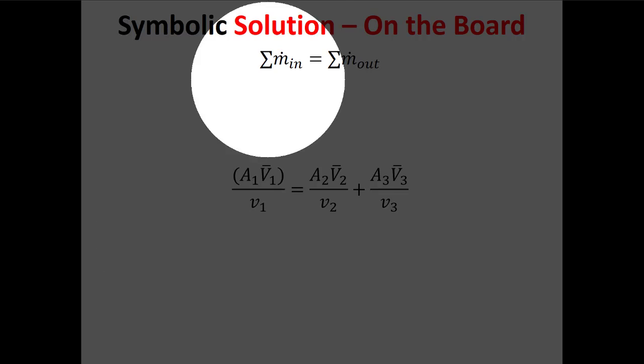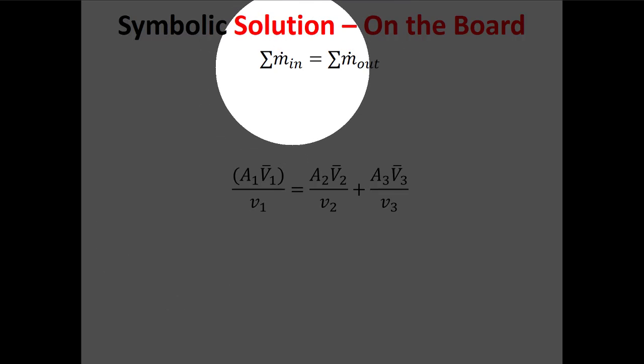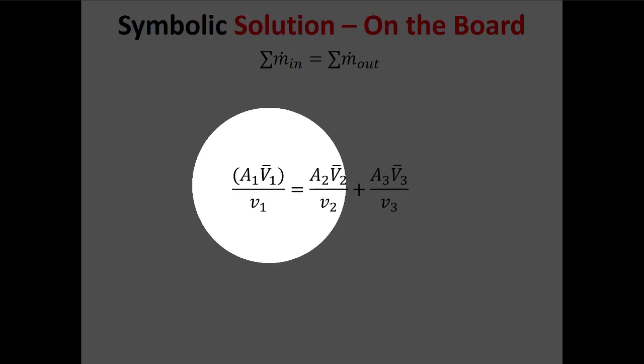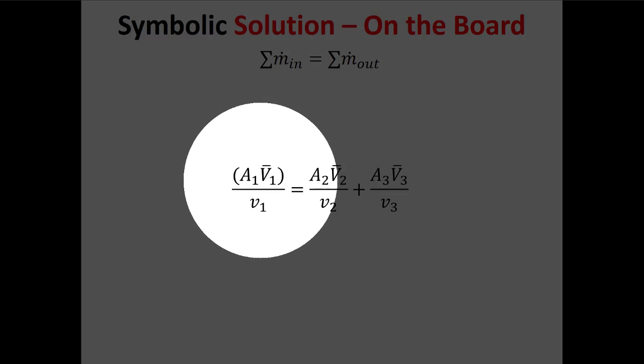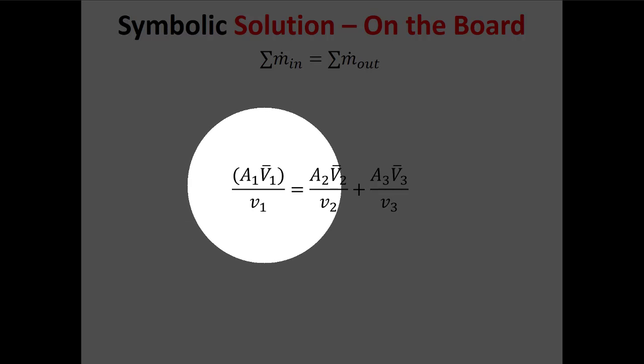So I know that the sum of the mass flow rates in is equal to the sum of the mass flow rates out. I also know from last class that we can define the mass flow rate as the area times the velocity, that's the volumetric flow rate, divided by the specific volume. Or if you'd like to think about this in terms of density, this would be density times area times the average velocity.